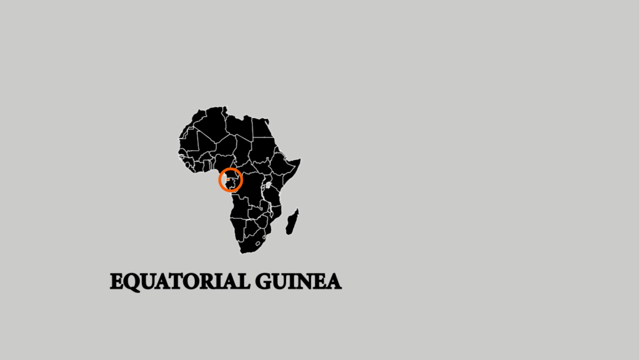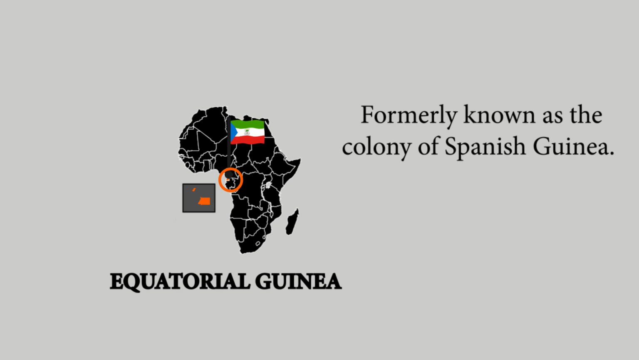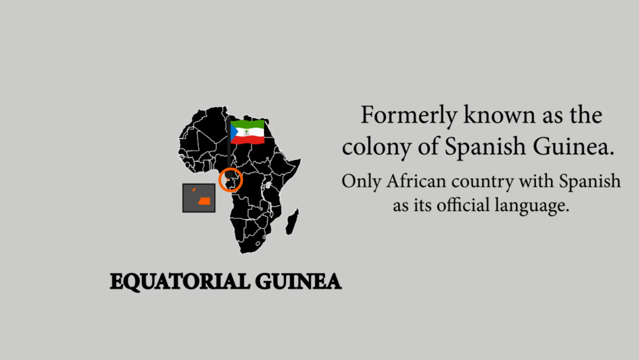Equatorial Guinea. Equatorial Guinea is a small country wedged between Cameroon and Gabon on the west coast of Central Africa. It was formerly known as the colony of Spanish Guinea, and it still remains the only African country to have Spanish as its official language. The name Equatorial Guinea refers to the location of the country near both the equator and the African region of Guinea. The origin of the word Guinea is from the Portuguese word which means black.